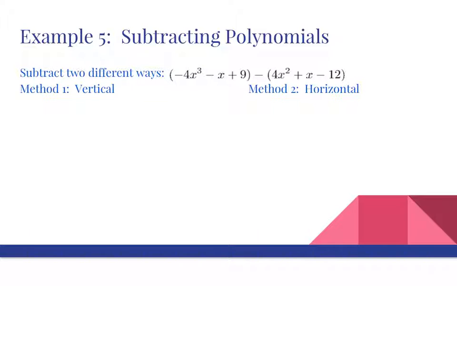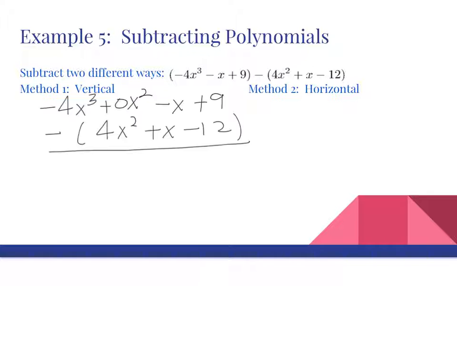Example 5, subtracting polynomials. We want to subtract the 2 polynomials. They're both trinomials, although not the same degree. There are 2 different ways: one is the vertical method and the other is the horizontal method. In the vertical method, we line up the 2 polynomials one on top of the other. However, we have to make sure they line up with the same variables right over each other. So if in the case of the first trinomial I'm missing the squared term, that means there's really 0x squared, so I'll write a 0x squared just as a placekeeper.